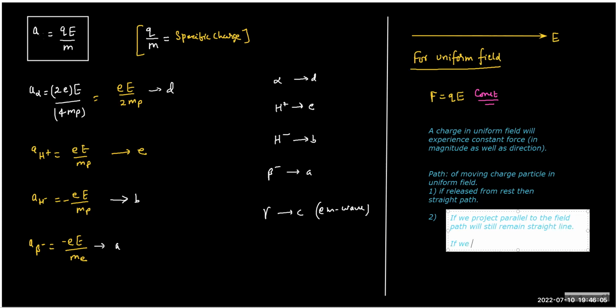If we project at an angle with respect to electric field, then the path will be exactly parabolic, a projectile path. So if you project at an angle with respect to electric field, then the path will be parabolic, and the charged particle will perform the projectile motion.